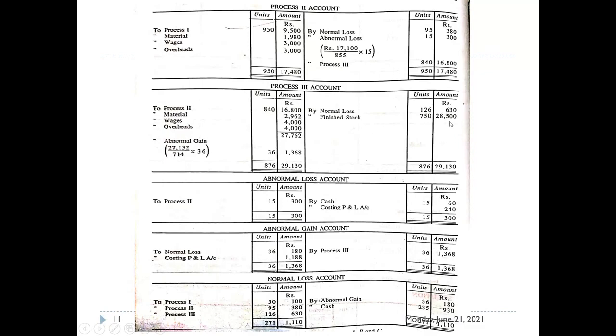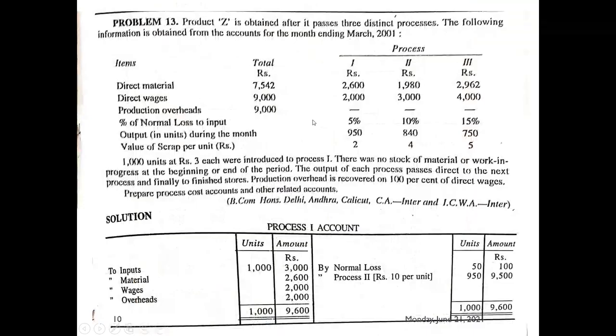29,130 minus 630, it will be 28,500. 28,500 divided by 750. So 38 per unit. So that means finished goods at the rate of this 38 per unit. So in this way, process 1, 2, and 3 we have prepared.